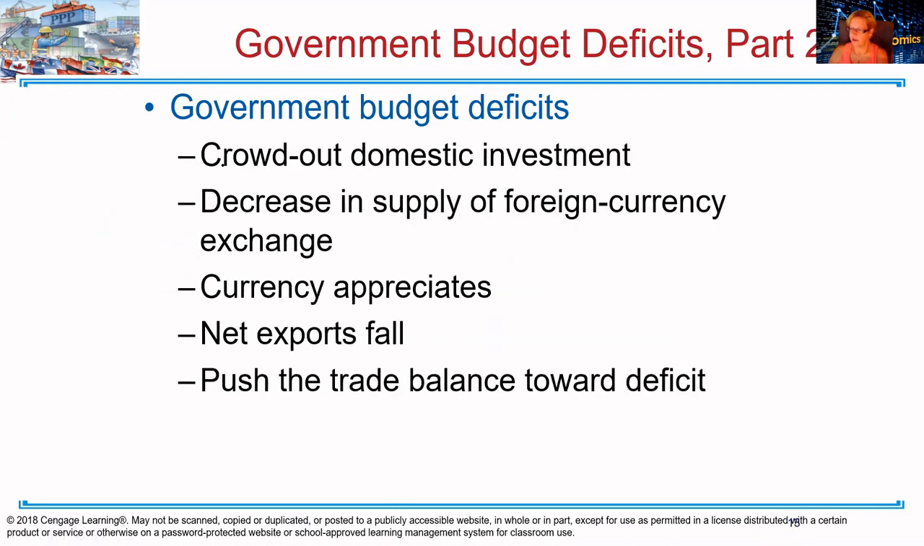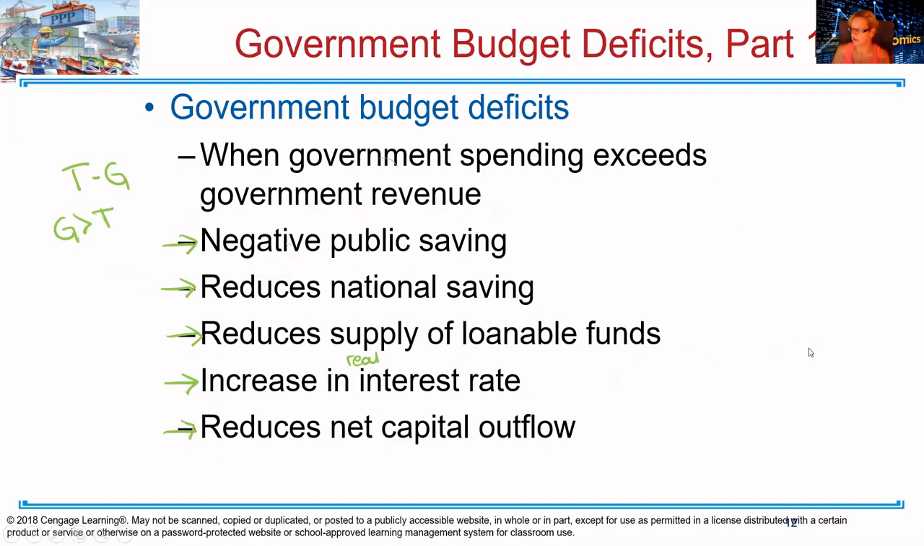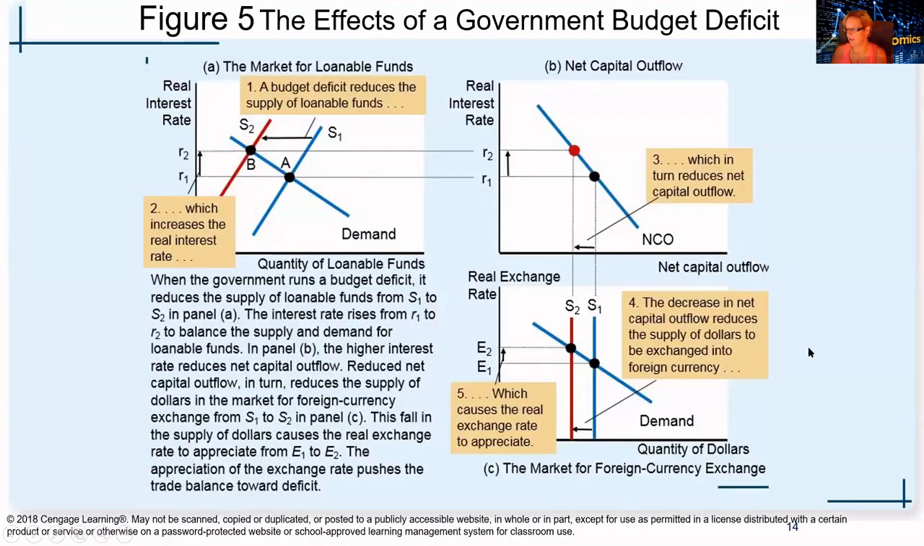It crowds out domestic investment, okay? Decreases the foreign exchange. Currency appreciates, real exchange rate goes up. Net exports fall because of that. And then it pushes the trade balance toward a deficit. So we started with 0 and now we're in a trade deficit. Why are we in a trade deficit? Because we said net exports has to be less than 0. So it has to be negative when the government runs a budget deficit. So these are the graphs which look through the same thing again. And if you'd like, you can go ahead and revisit those.